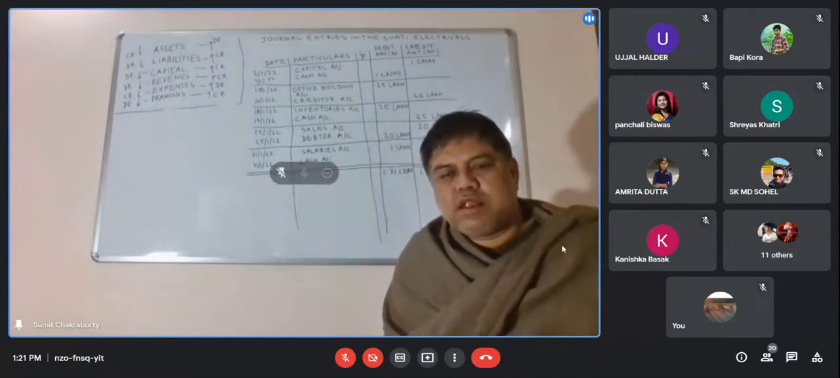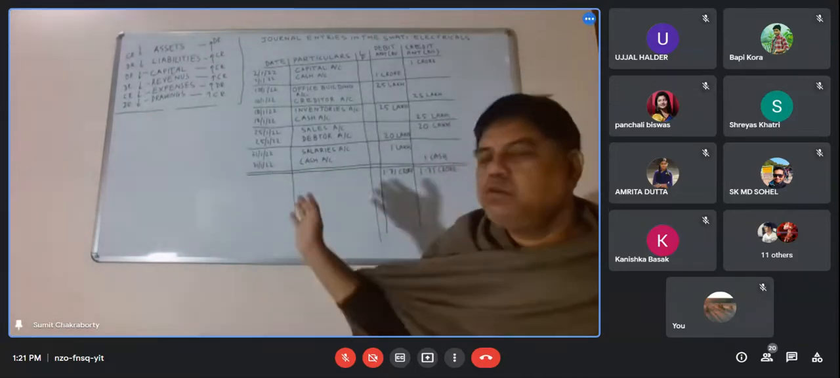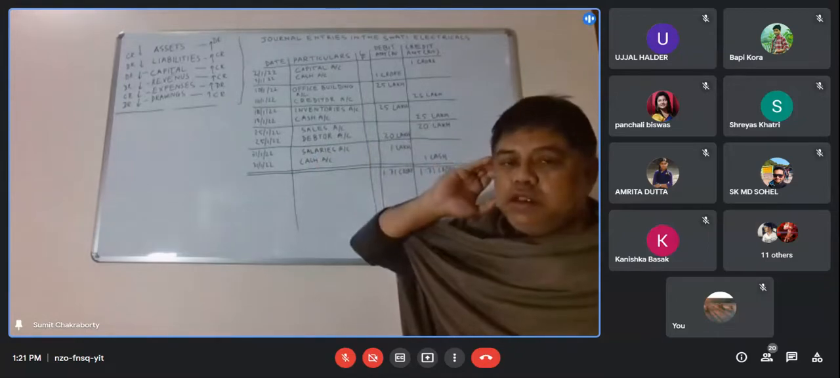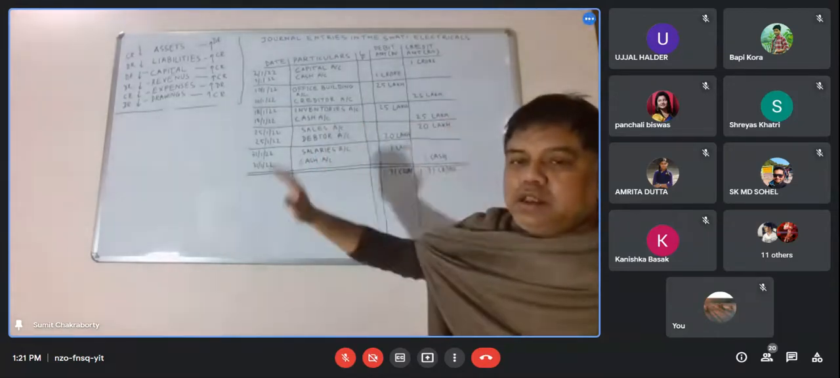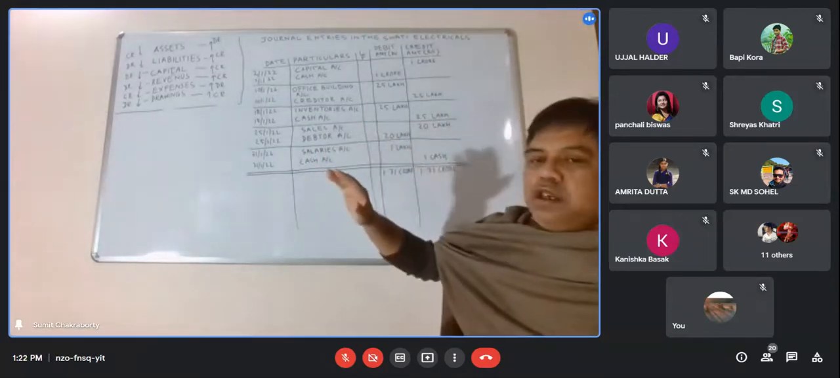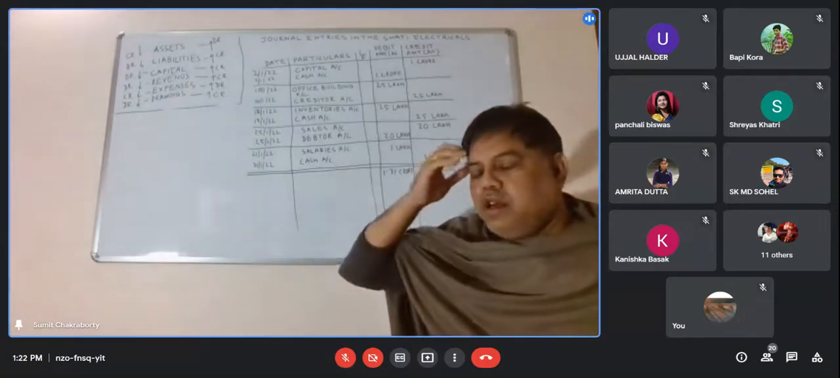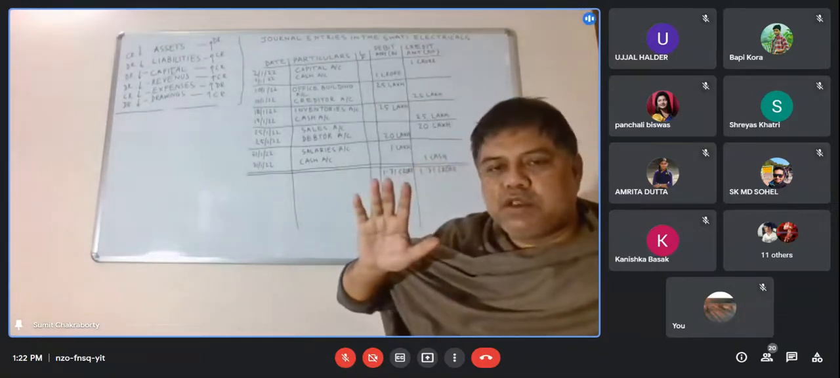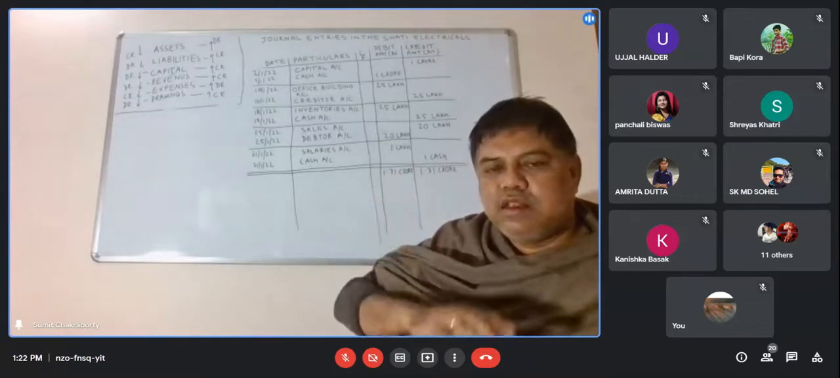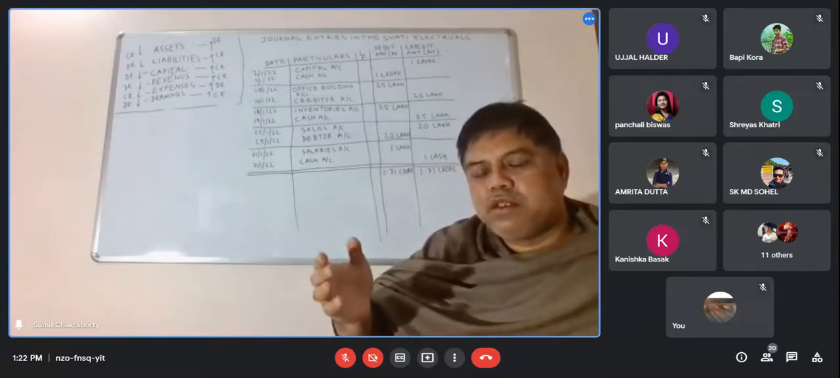So that's how we basically do the ledger. Once you have done the ledger, then journalizing is easy. Journalizing is easy, okay? But you have to do the ledger first correctly. Then journal, then trial balance. 20 marks.